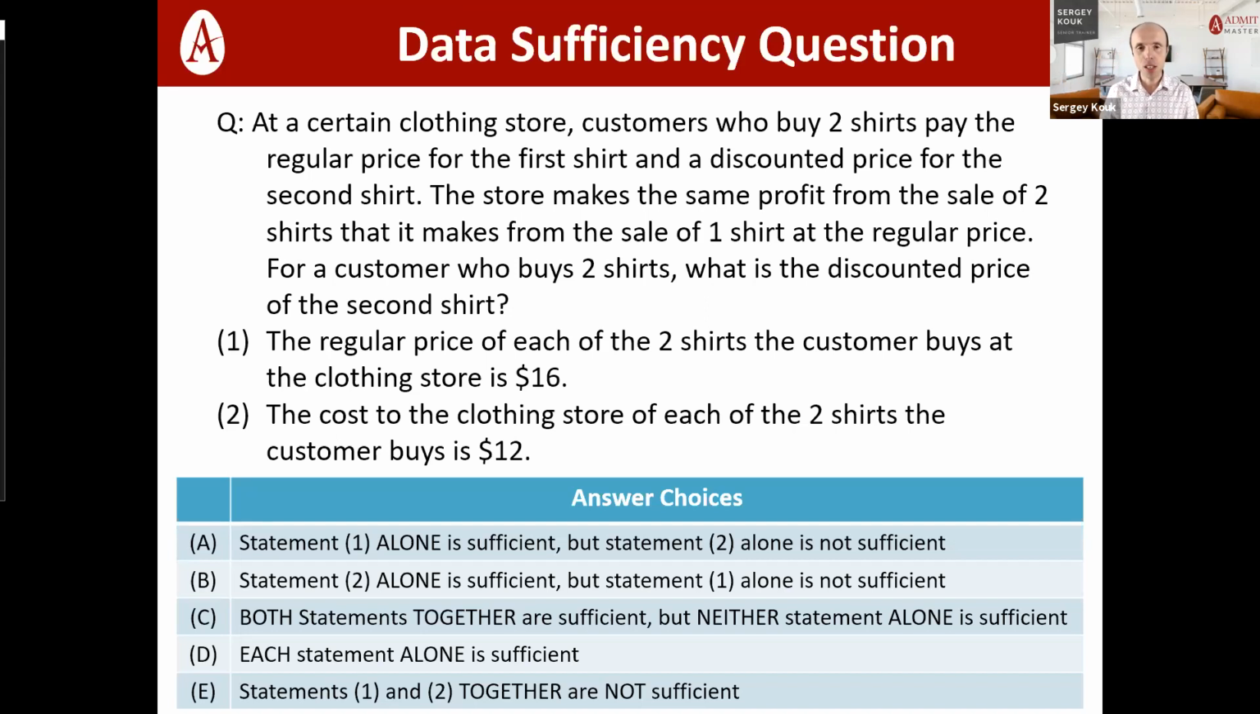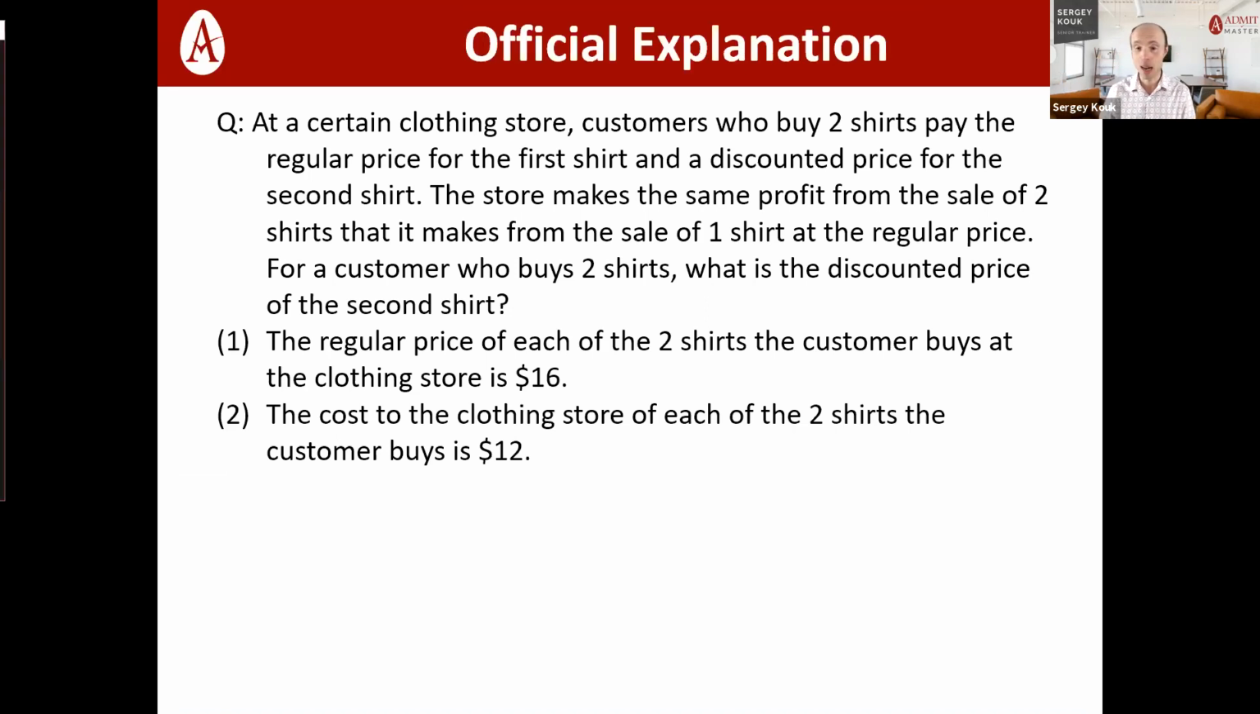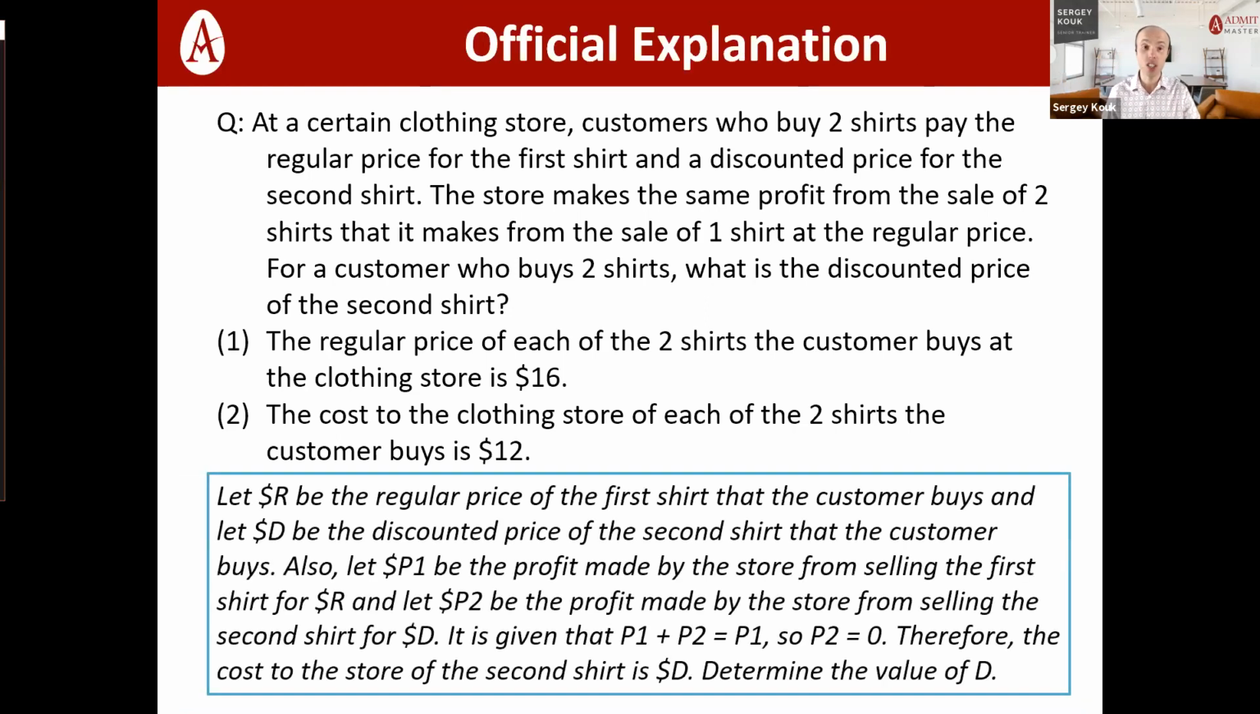But because it is an official question, it comes with an explanation. So by the way, here's the explanation. Let R be the regular price and D be the discounted price, and P1 be the first profit and P2 be the second profit. And really?